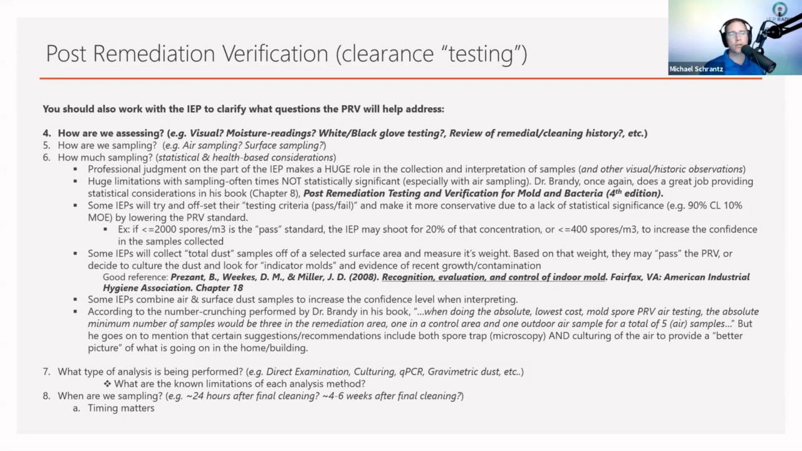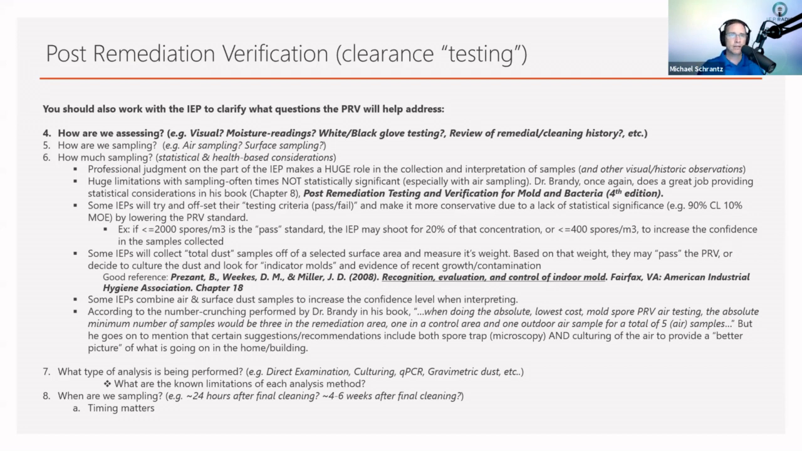But then he continues to mention that there are certain suggestions and recommendations that include both spore trap and culturing of the air to provide a better picture of what's going on in the home and building. So you could easily end up stacking up a minimum of 4 to 7 samples inside a containment area. And that's just the air sampling he's talking about. He's not referencing the surface dust at that point in his statement.